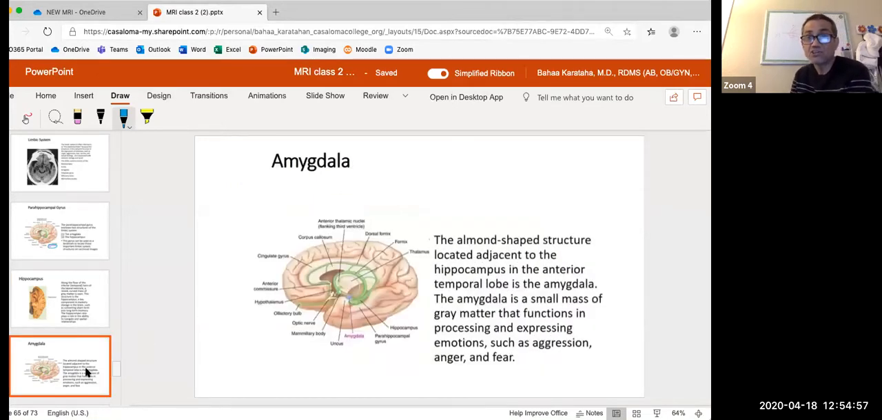The next structure is the amygdala. As you see, the amygdala in the picture is pointed out by the blue area. And this is an almond-shaped structure, can be identified just next to the hippocampus, also located in the temporal lobe. They represent a mass of gray matter. The function of this amygdala is emotion expression, aggression, anger, and fear.